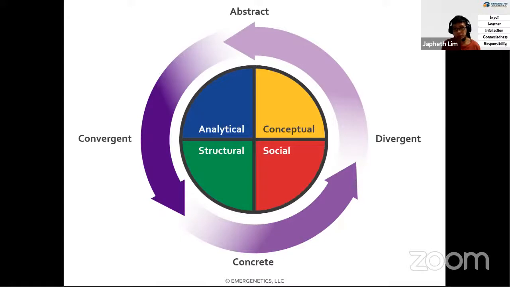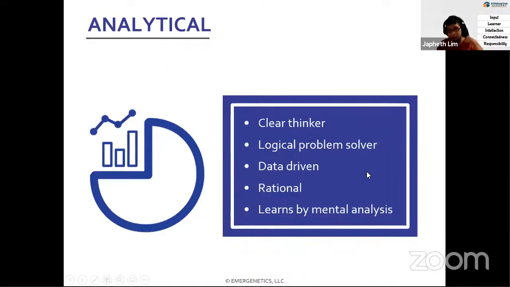I'm going to move specifically into each of these domains just to give you a sense, right? So analytical, what is analytical, right? Tend to be a clear thinker, logical problem solver. Approach tends to be data driven, rational, and learns mainly by mental analysis. Loves to ask the question why. So if you ever send this person a meeting invite, the person will ask, what's the goal of this meeting? Why are we even having this meeting? If the purpose is not clear, it will irritate that person a lot, and that person doesn't feel that it is a valuable meeting to attend, right?